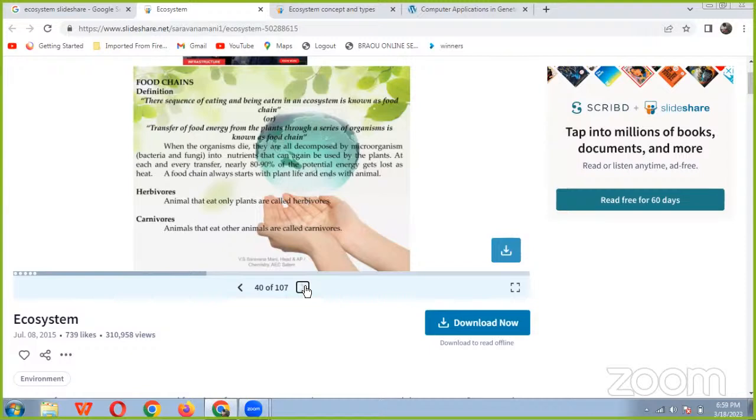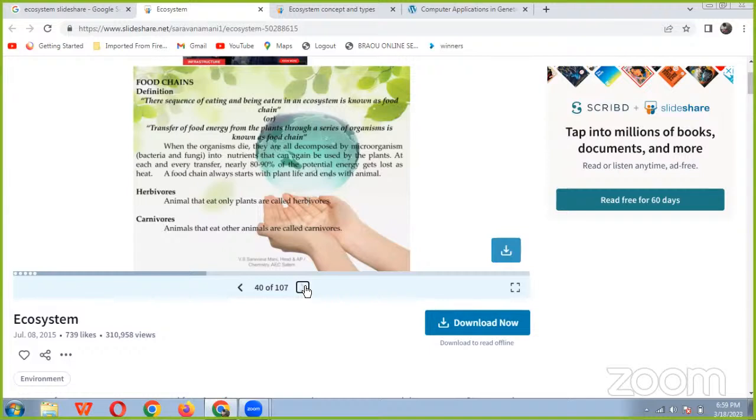Food chain. Mainly, what is the meaning of the food chain? The transfer of food energy from producer through a series of organisms, herbivores to carnivores and decomposers. What are the series of organisms? Herbivore to decomposers. The repeated eating and being eaten is known as the food chain.